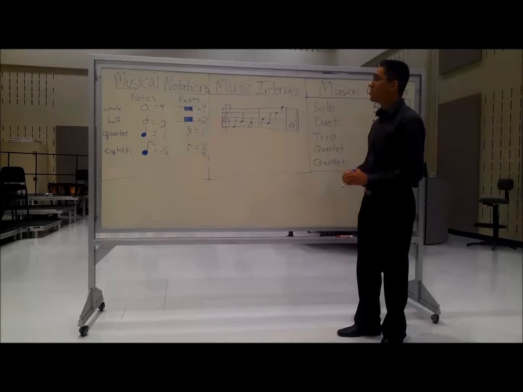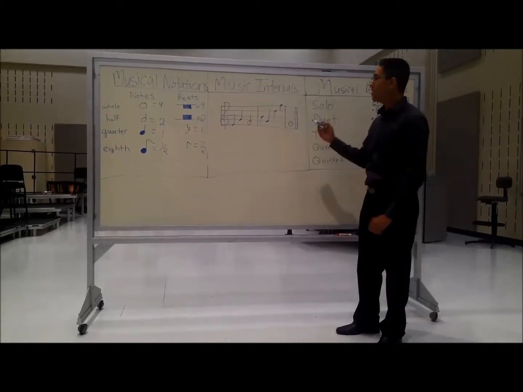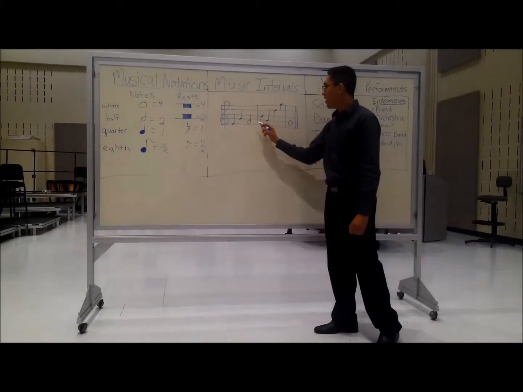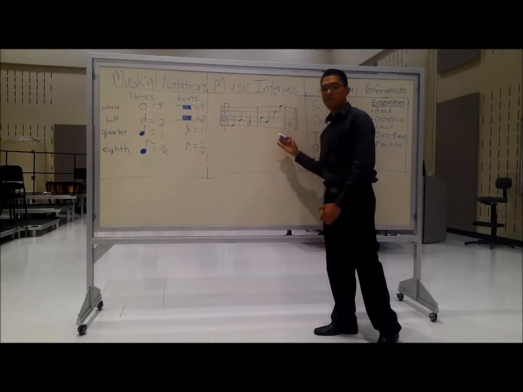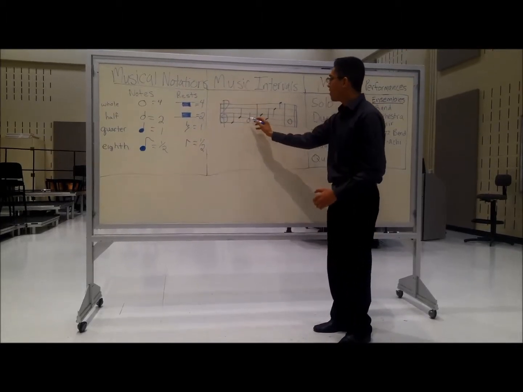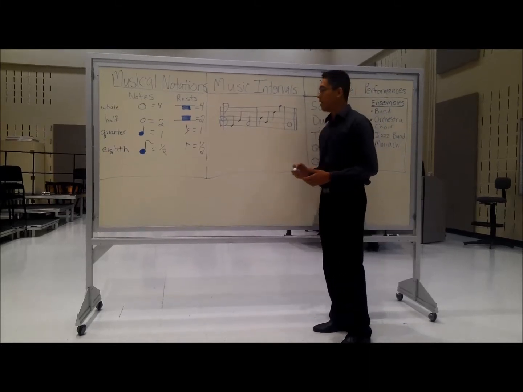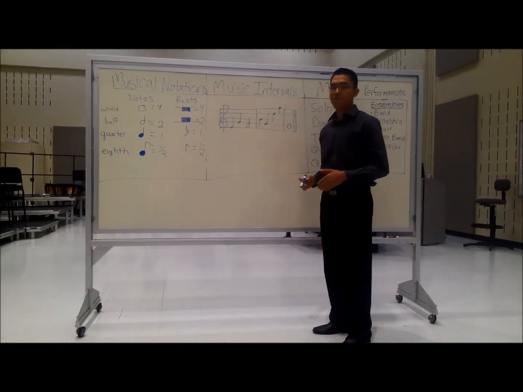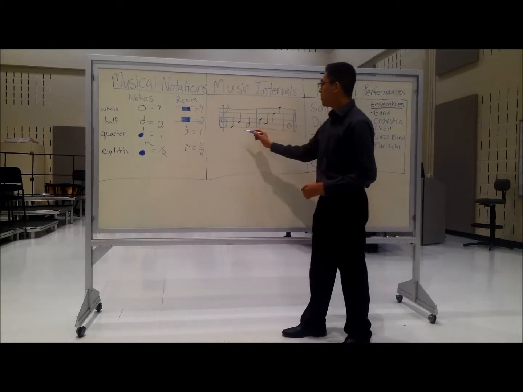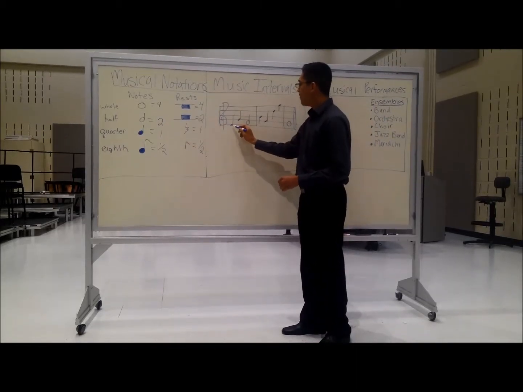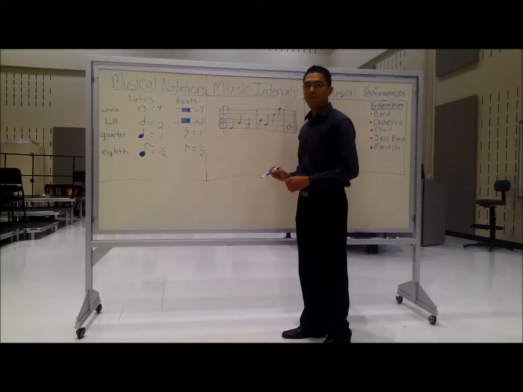Alright, the next thing we're going to talk about is music intervals. As you see here, whenever you play through your music, you're going to be jumping and moving around through all your notes. So it is important to know what each leap is called, and it's pretty straightforward. For example, here, in this treble clef, we have an E going to a G.